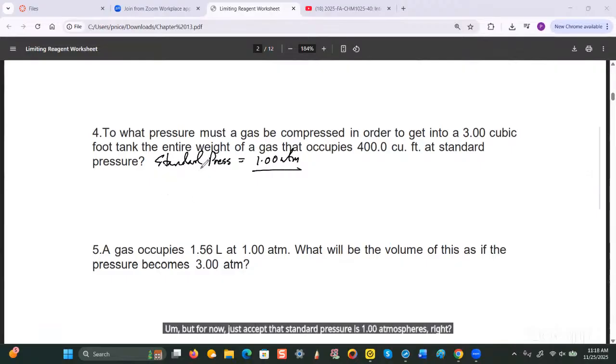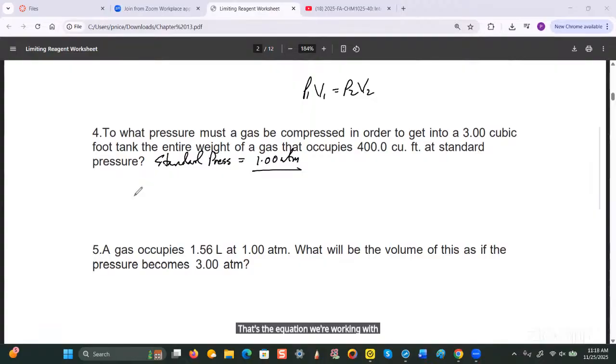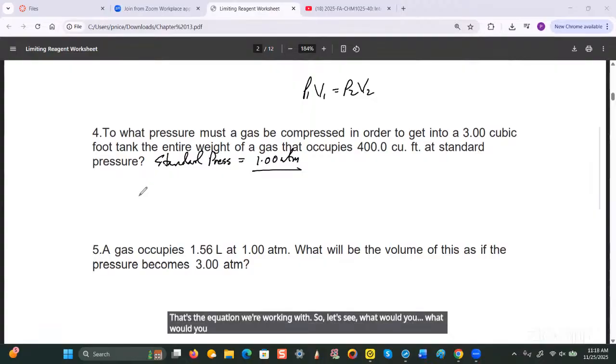Okay, so based on this information here and the rest of the information in this question, again, it's P1 V1 is equal to P2 V2. That's the equation we're working with. So let's see, how would you tackle this particular problem?